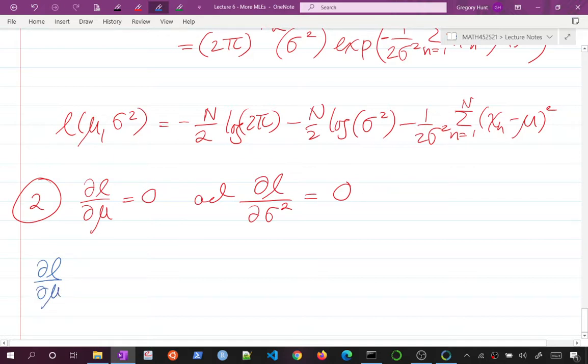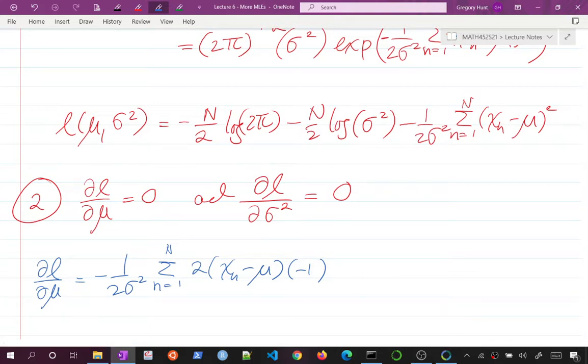First term doesn't depend on mu. Second term doesn't depend on mu. Goes away. This constant, negative 1 over 2 sigma squared, doesn't depend on mu, so it comes out as a constant. Okay? We can push a derivative through that sum, and we do a chain rule. This is 2 times xn minus mu. Derivative of the inner gives us a negative 1, right? Because the derivative of xn minus mu is just negative 1.